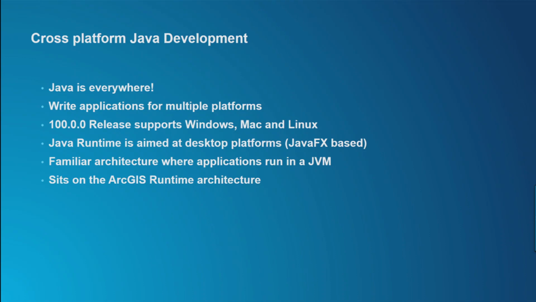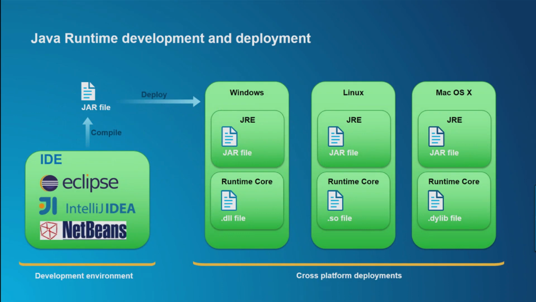Now, the Runtime release, version 100, is really to support Windows, Mac, and Linux in terms of the operating systems that we support. So this is really aimed at the desktop platform. So we're all about writing JavaFX applications. Not Swing anymore, we've moved on from that, so it's just JavaFX. Now, the architecture is fairly familiar in that your applications run inside a JVM. And they sit on top of the ArcGIS Runtime architecture, which Rex was showing there.